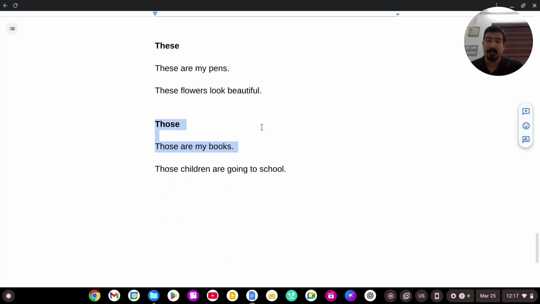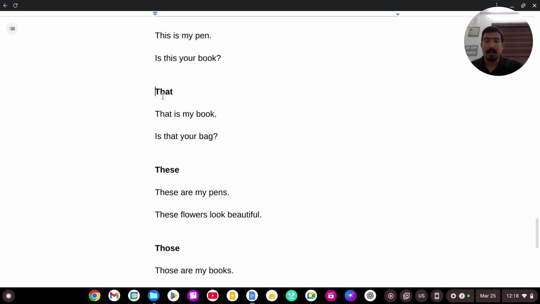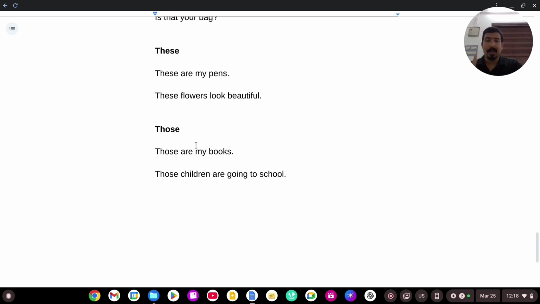Those are my books. See, you already learned that is my book. Just one book is on the table and you are pointing out to the book and telling your friend that is my book. Remember, you can imagine the situation when there are two books or more than two books. If it is one book, that is my book. You are pointing out at just one book. But there are two books on the table. You can tell your friend, those are my books.